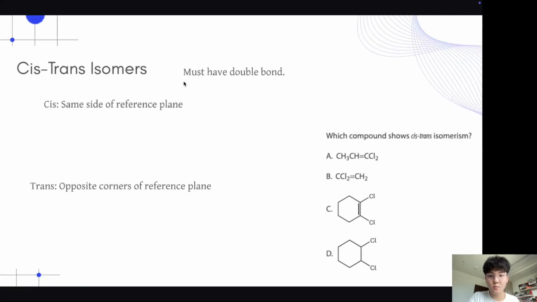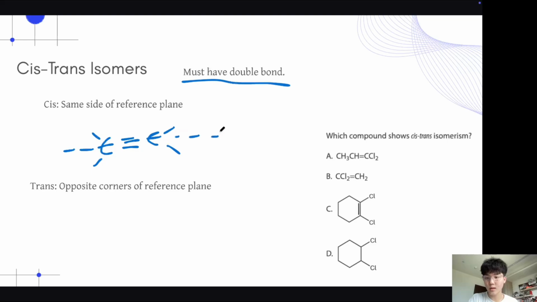Cis and trans isomers must have a double bond. This is a key criteria. This double bond prevents it from rotating freely, therefore allowing it to be an isomer. The structure is like this, where you have two double bonded Cs with two sets of groups. And for cis isomers, that means the same group must be on the same side of a reference plane, and a reference plane is just the line that goes through the double bond, like this.